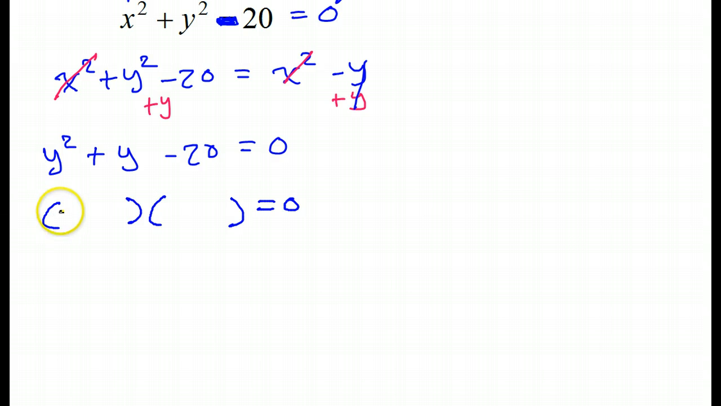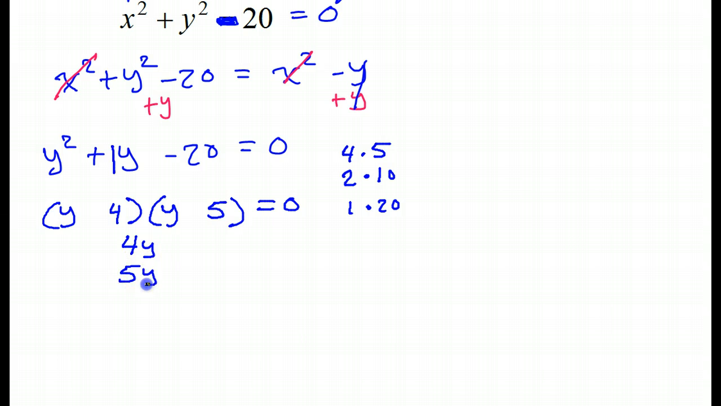Now I'm looking at the y squared. That has to be y times y. Alright, I'm looking at the 20. That's either going to be 4 times 5 or 2 times 10 or 1 times 20. Considering I need a positive 1, I'm betting on 4 times 5. Now inner I have 4y. Outer I have 5y. What would the signs need to be to get a positive 1? I would need a negative 4 and a positive 5 to make positive 1. So there's my negative 4, there's my positive 5.